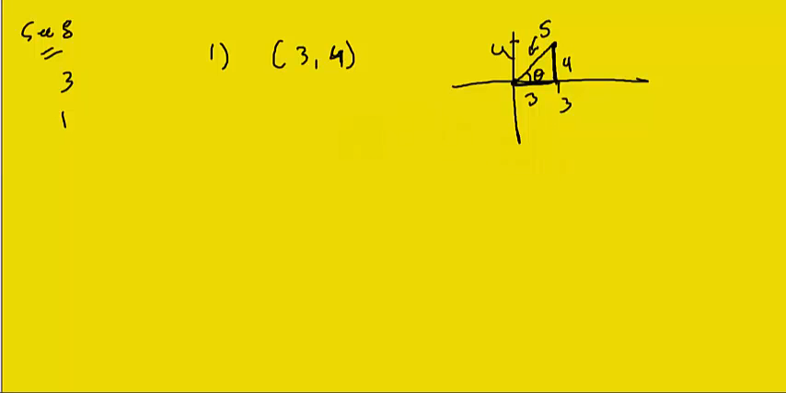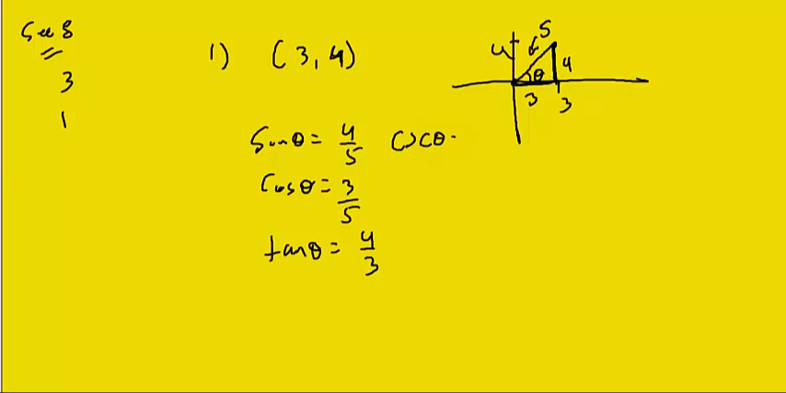Now what we're going to do is write out all 6 trig functions. Sine of theta is opposite over hypotenuse. Cosine of theta is adjacent over hypotenuse. Tangent of theta is opposite over adjacent. And then of course cosecant of theta is just sine flipped. Secant of theta is cosine flipped. And then cotangent of theta is tangent flipped. That's it.